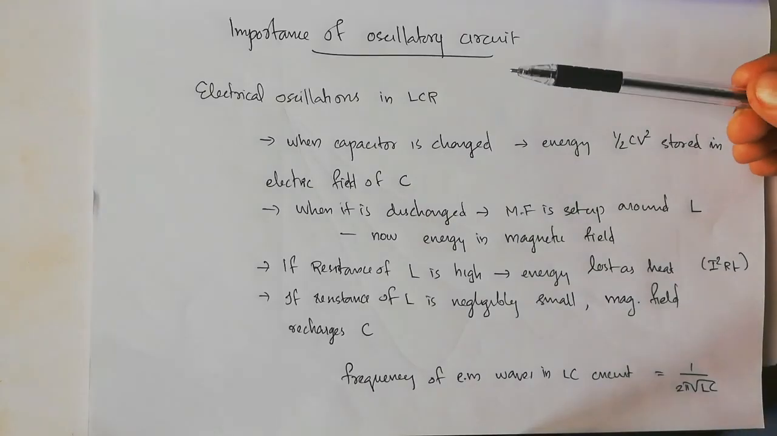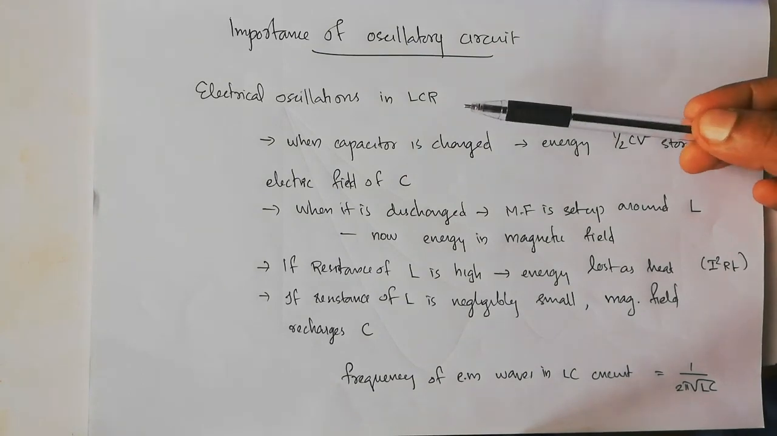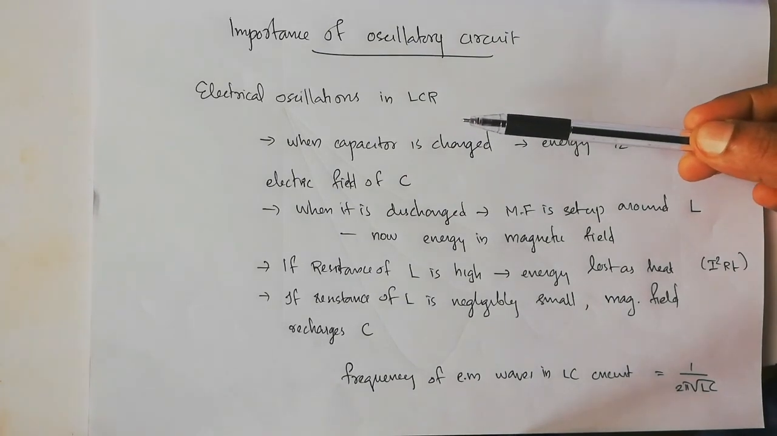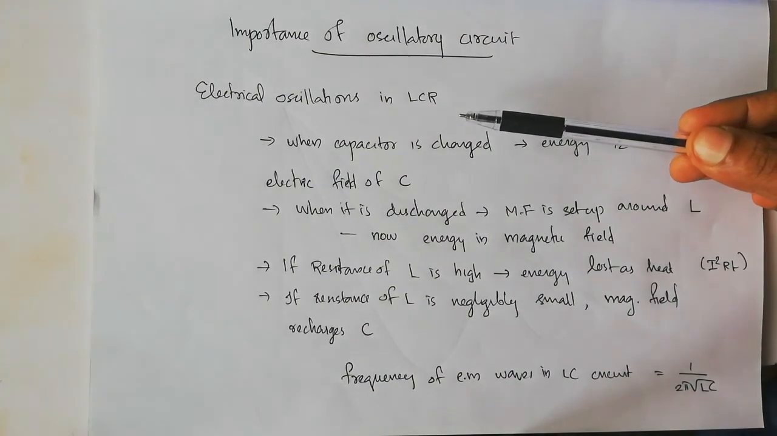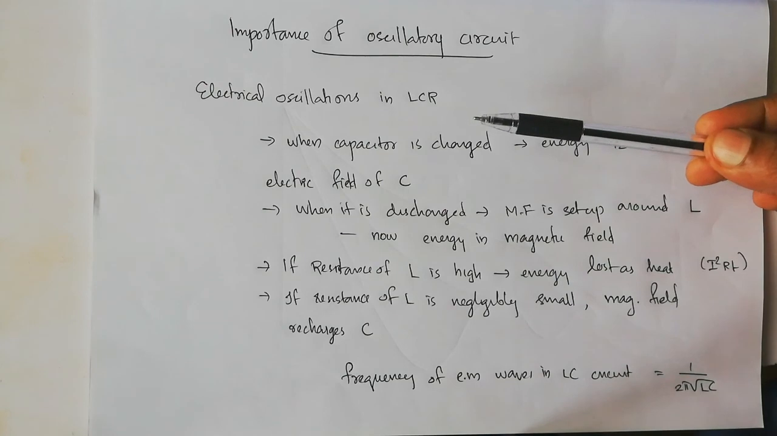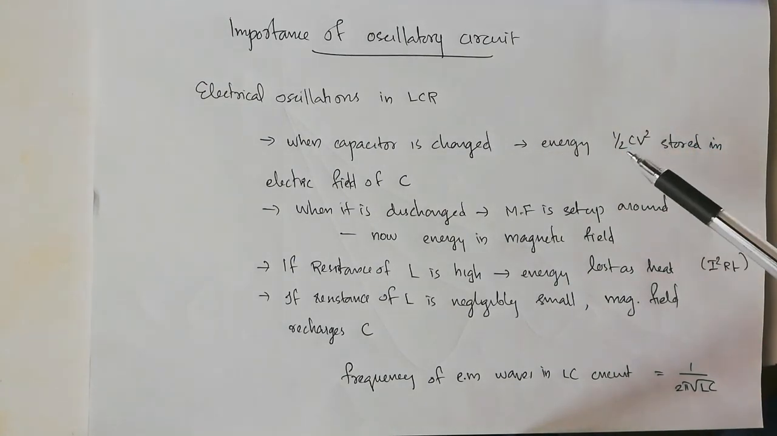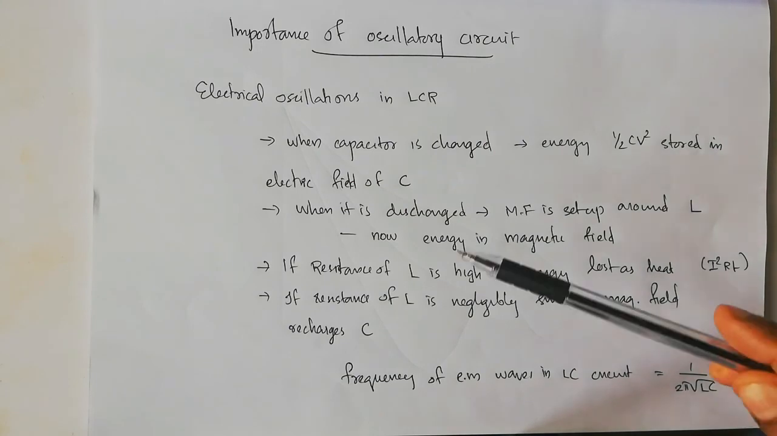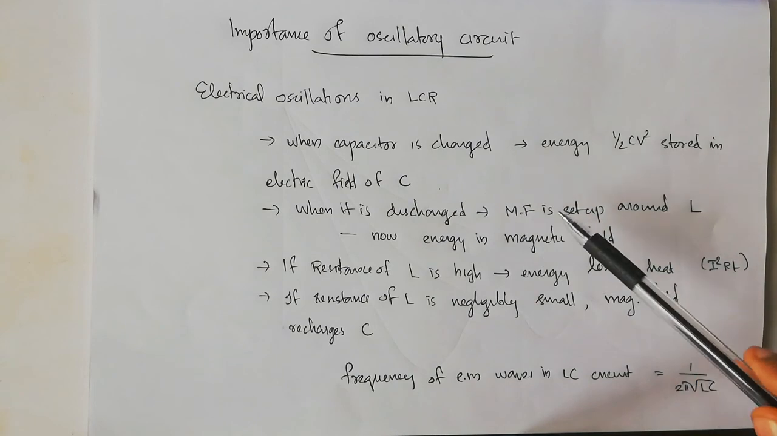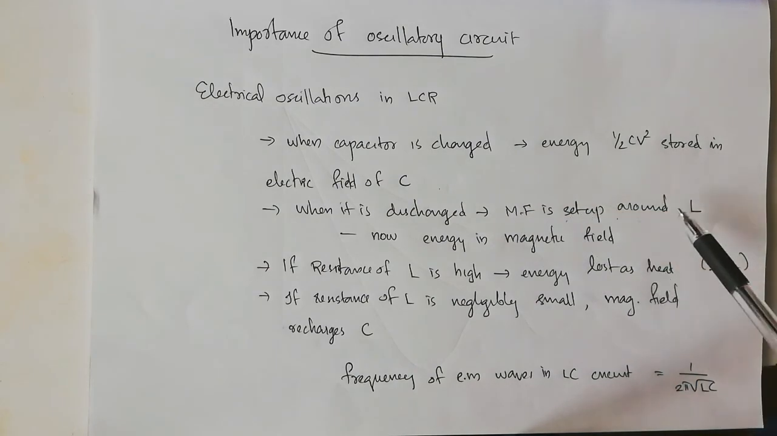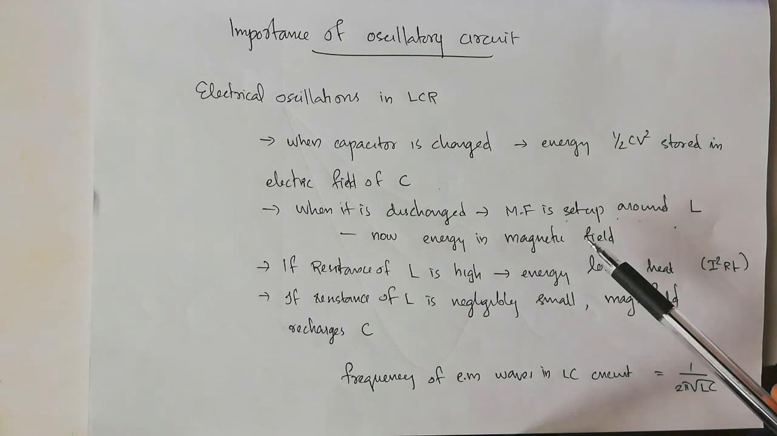Now, we can just go through the importance of an oscillatory circuit. We have to study the electrical oscillation in a circuit having inductance, capacitance and a resistance. So, when the capacitor is charged, the energy 1 by 2 CV square is stored in the electric field of the capacitor. When it is discharged, the magnetic field is set up around the inductance, and now the energy is stored in the form of magnetic field.